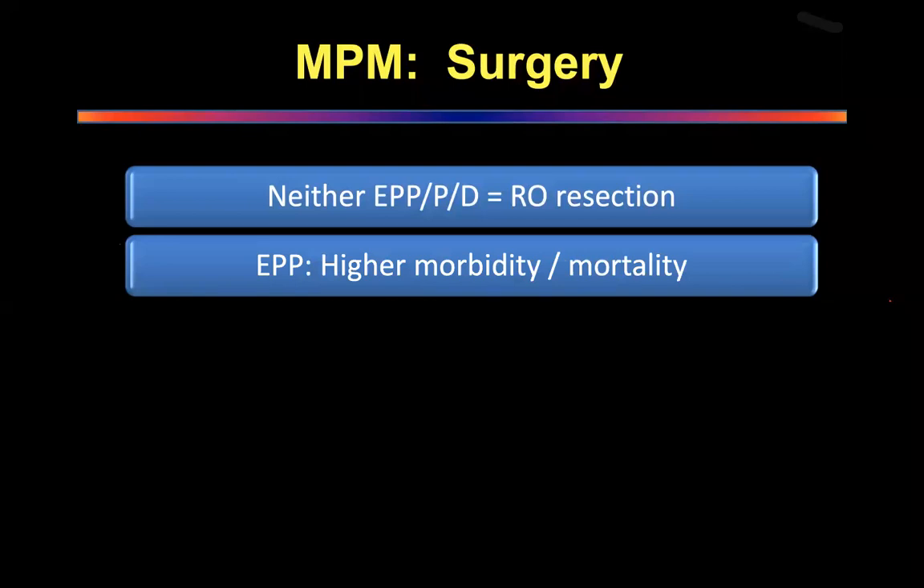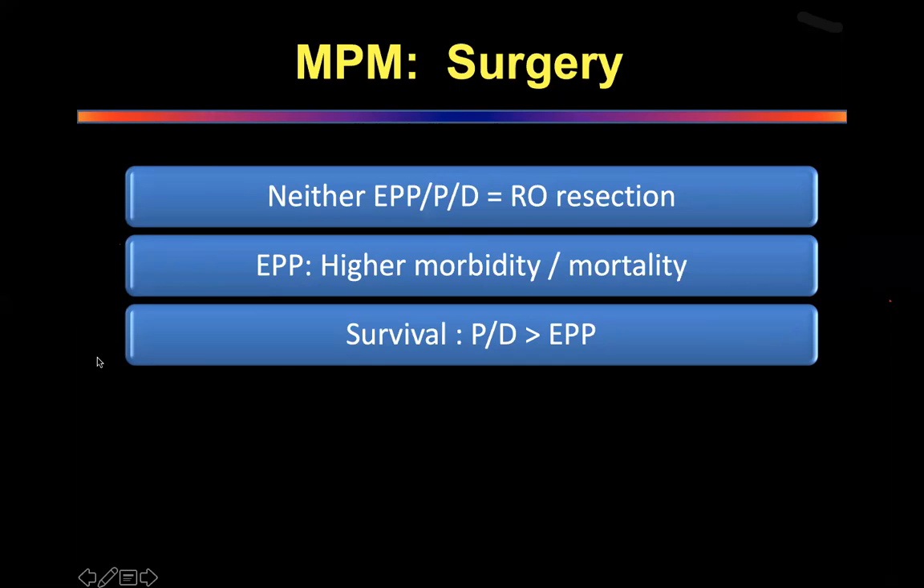Extended pneumonectomy has higher morbidity and mortality. So extrapleural pneumonectomy definitely has higher morbidity and mortality than PD. In fact, nowadays, very few people actually do EPP. Most of the mesothelioma surgeons will do an extended pleurectomy decortication. Again, the survival with extended pleurectomy decortication is more than extrapleural pneumonectomy, because the complications of extrapleural pneumonectomy are much higher, and most of these patients die because of the complications rather than the disease itself.